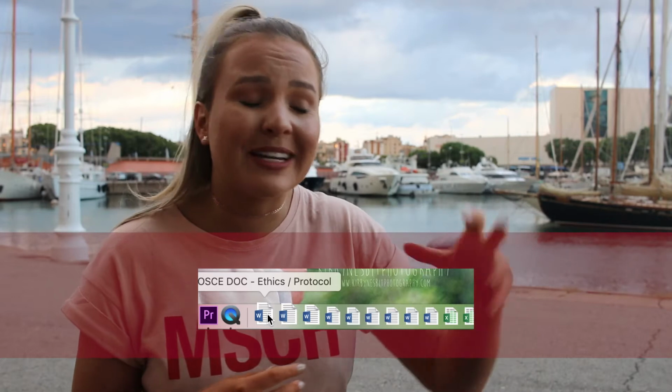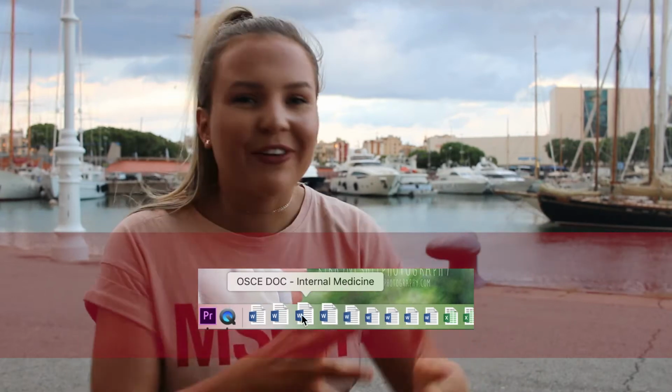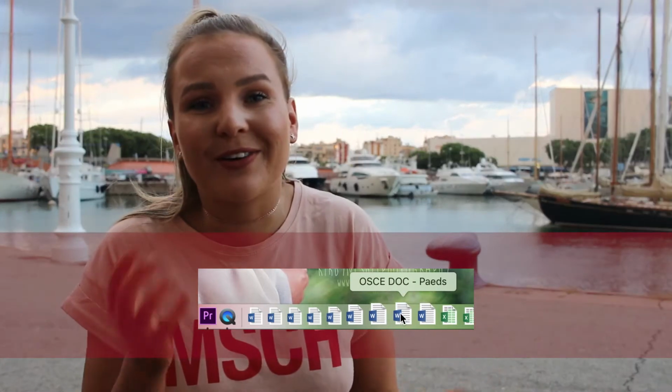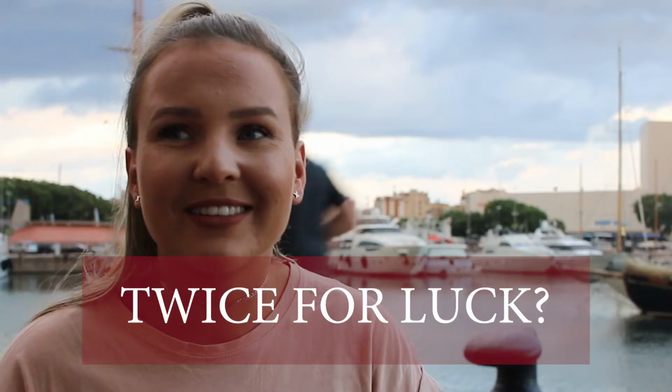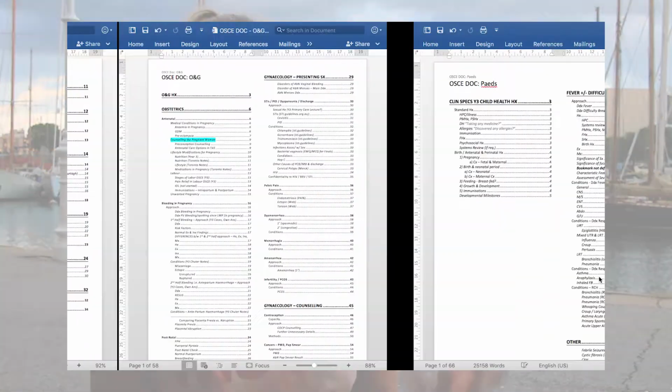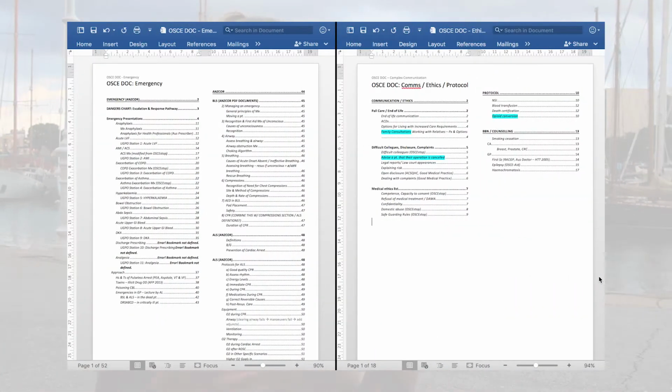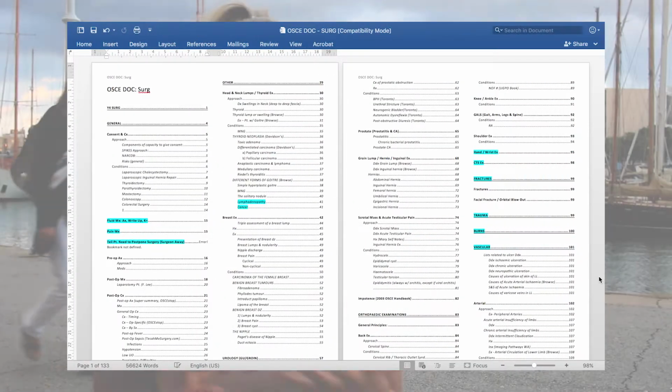Now I haven't just got one OSCE doc, I've got an OSCE doc for internal medicine and GP, general sort of stuff, one for OBGYN, one for peds, one for psych, one for surgery, one for ethics and protocol, one for emergency. The internal medicine GP type 1 that I'll show you today is the biggest one easily, but I'll give you a little bit of a look at some of the other OSCE docs I made as well.